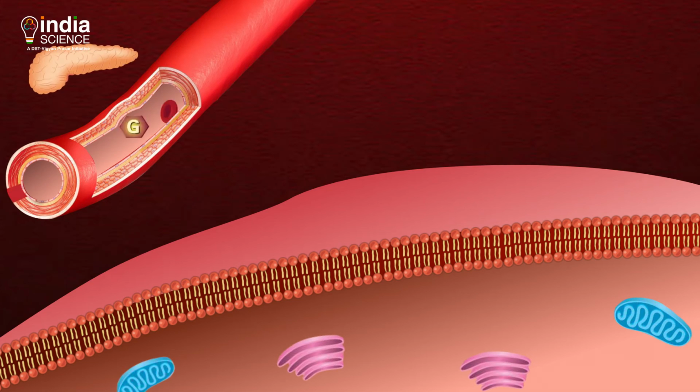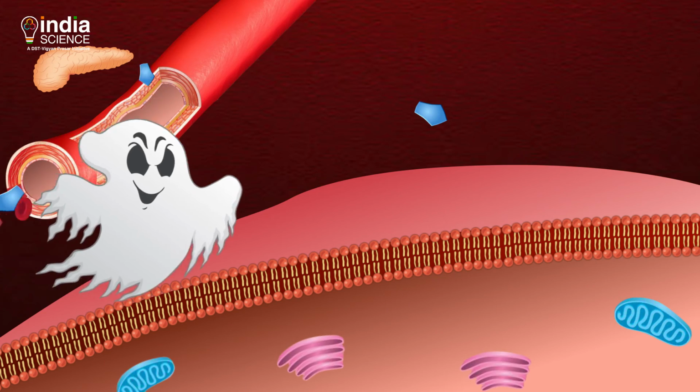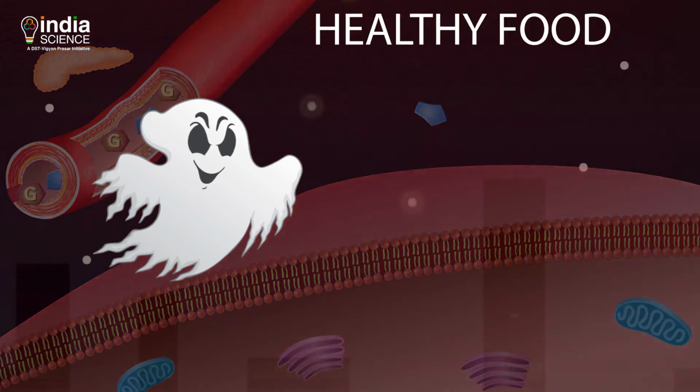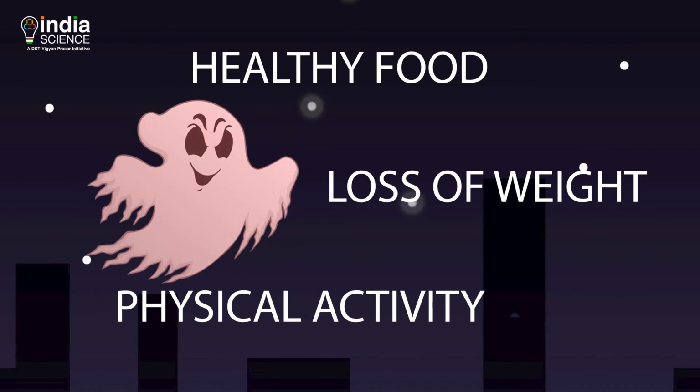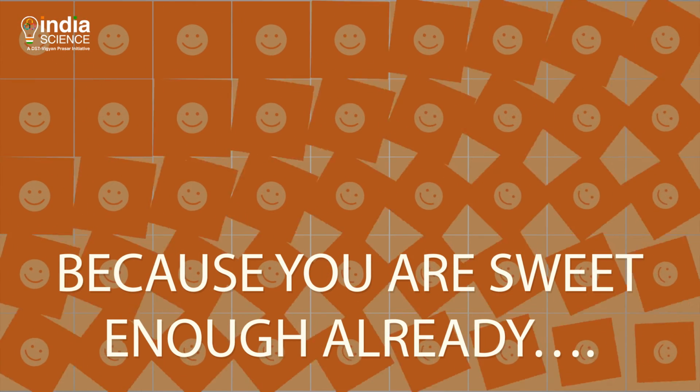Prevention. Type 1 diabetes can't be prevented. However, type 2 diabetes can be prevented by eating healthy food, getting more physical activity, losing excess weight, and eating less sugar because you are sweet enough already.